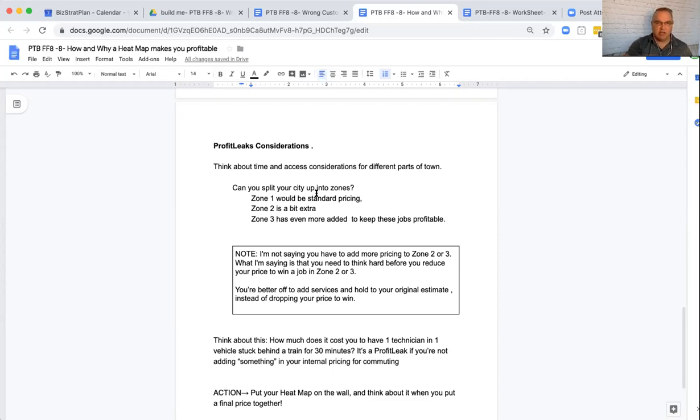So the other thing I want you to do is split your city up into zones, if that's possible. Your city, your region, your territory, whatever you're doing. Zone 1, standard pricing. Zone 2, you add a little bit extra, right? For tolls, for bridges, for getting stuck behind trains. Do you have that neighborhood where only one road services it? It's a huge neighborhood. There's only one road to get in and out. And so it's always bottlenecked, especially at drive times. It's just crazy. So that one's got a bit extra. And zone 3, you have to go through those bottlenecks and then you got to drive another 3 hours to get to it. So you should add a little bit extra to that job as well.